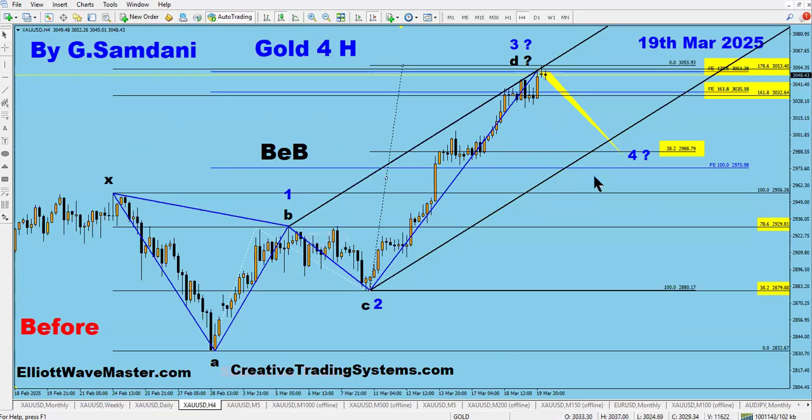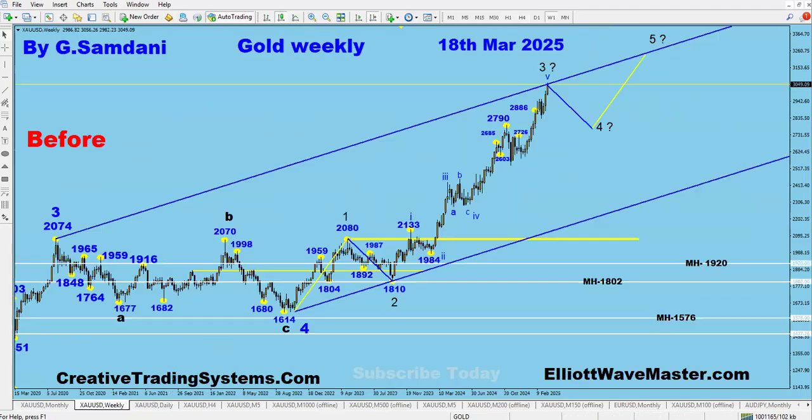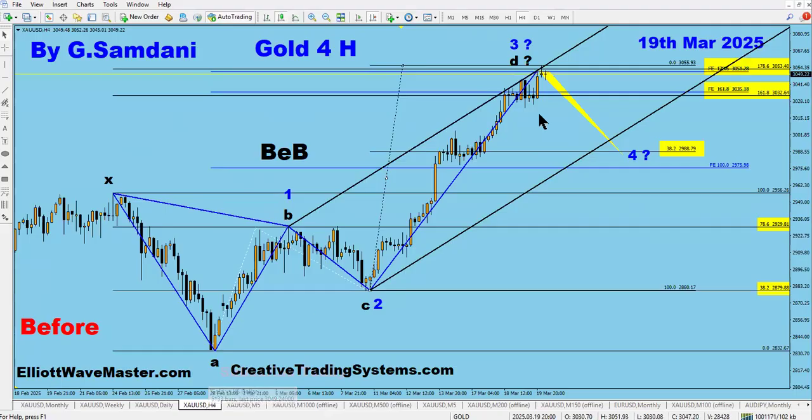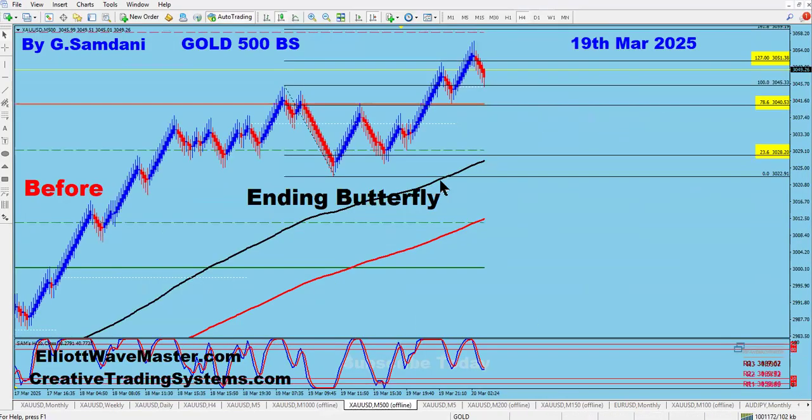So we have 1, 2, 3, 4, 5, and then officially we're probably going to start going down again. Or maybe this is an ABC correction, and then somehow we're going to go 1, 2, 3, 4, 5 to the downside. But we're going to keep this in mind, and on a daily basis we will follow this chart and the 500 box size, and make the entries. So this is what gold is talking about.